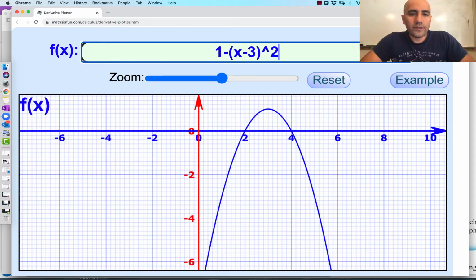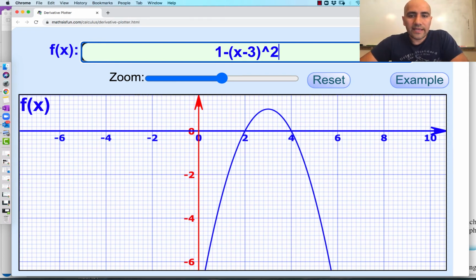Say we're working with this equation, 1 minus, and then in parentheses, x minus 3 squared. This online graphing tool finds the graph for us. So it's a parabola, opens upside down. So let's take a closer look at this graph and examine the derivatives associated with it.